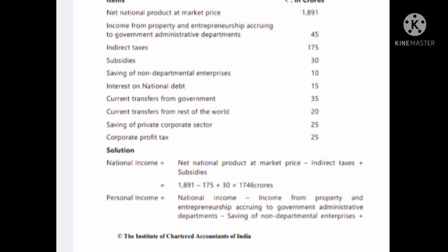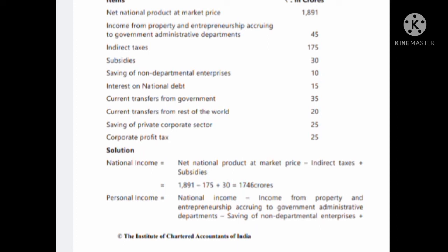Net national product at market price, we have been given as 1,891 crores, minus indirect tax plus subsidies, that is net indirect tax. Indirect tax is 175 and subsidy is 30. So if you add 175 plus 30 and subtract this from 1,891, you will get 1,746 crores.